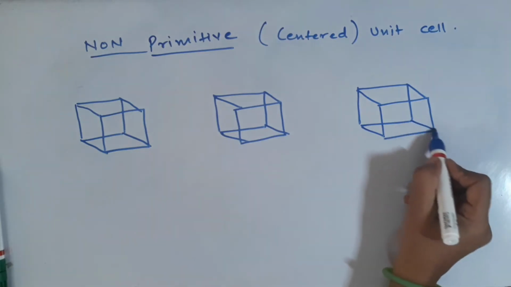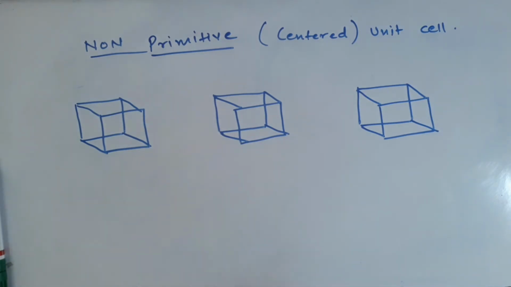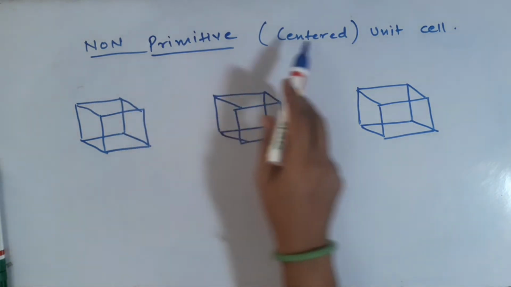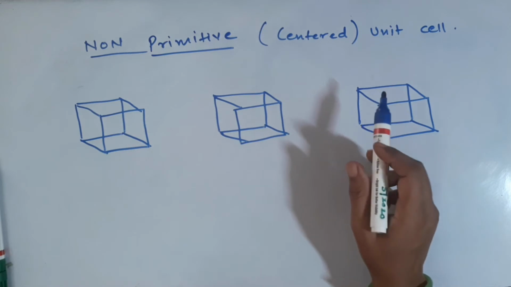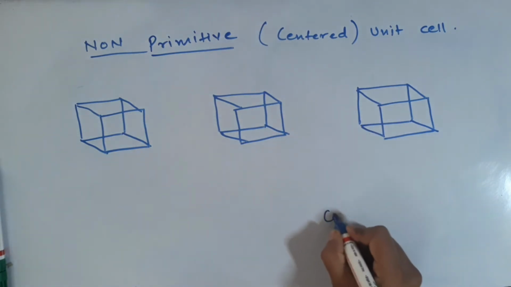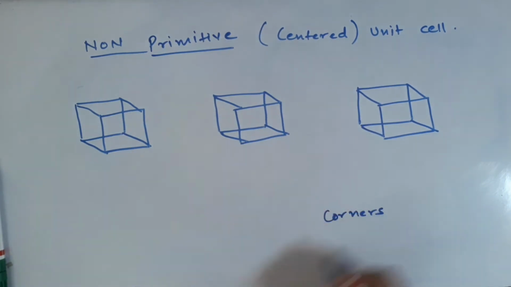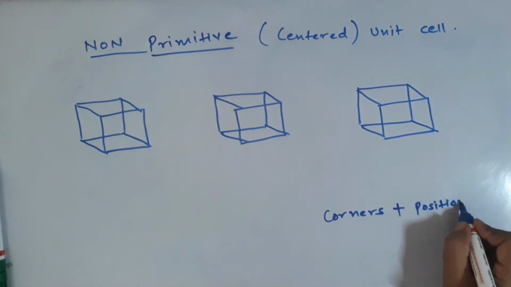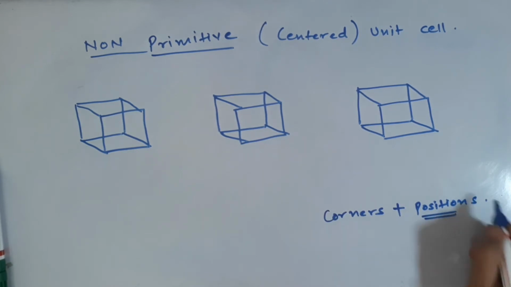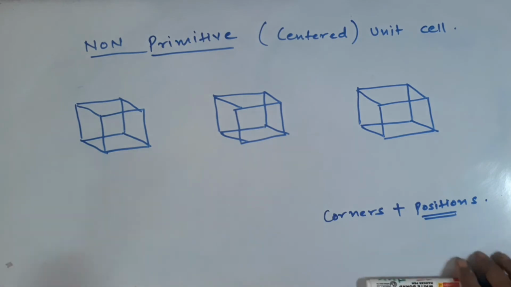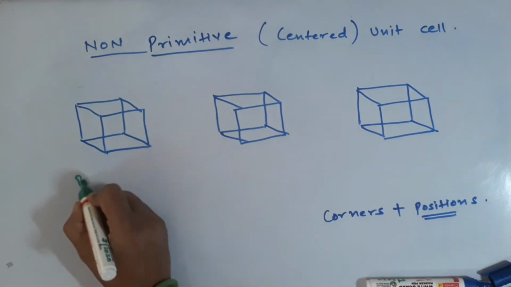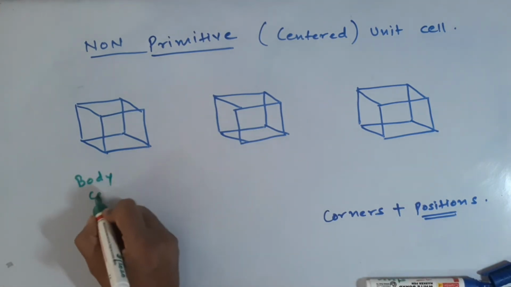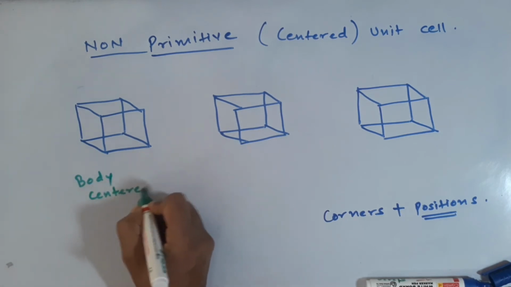Alright. Now let us talk about non-primitive or centered unit cells. We will have 3 different categories of non-primitive cells. So here the constituents will be not only at the corners but also at some other positions. Like you can have them at the body center, you can have them at the face centers, and so on. So we will be having 3 types.